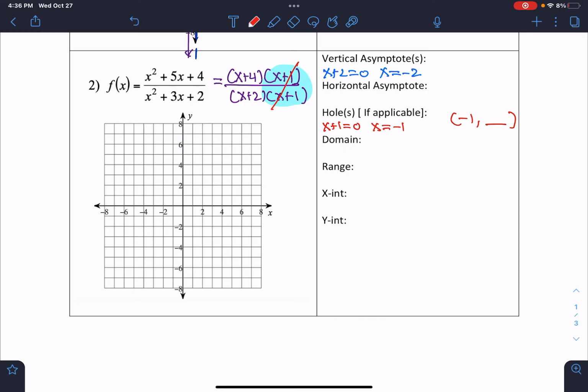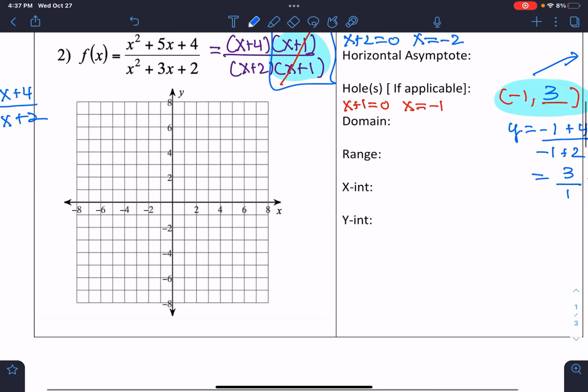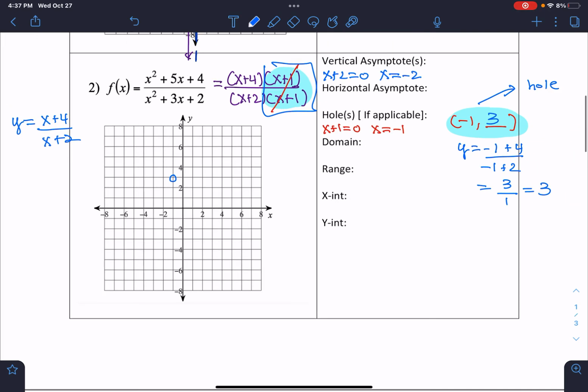We're going to take this -1 and plug it into our new function. Our new function is just x plus 4 over x plus 2, because we were able to cross this part out. So I'm going to take -1, plug it in, and you get 3. This is what we call a hole. At -1, I'm going to put a hole at 3. That shows that there would have been a vertical asymptote, but now we just have a hole. Let me go ahead and make my vertical asymptote at -2.